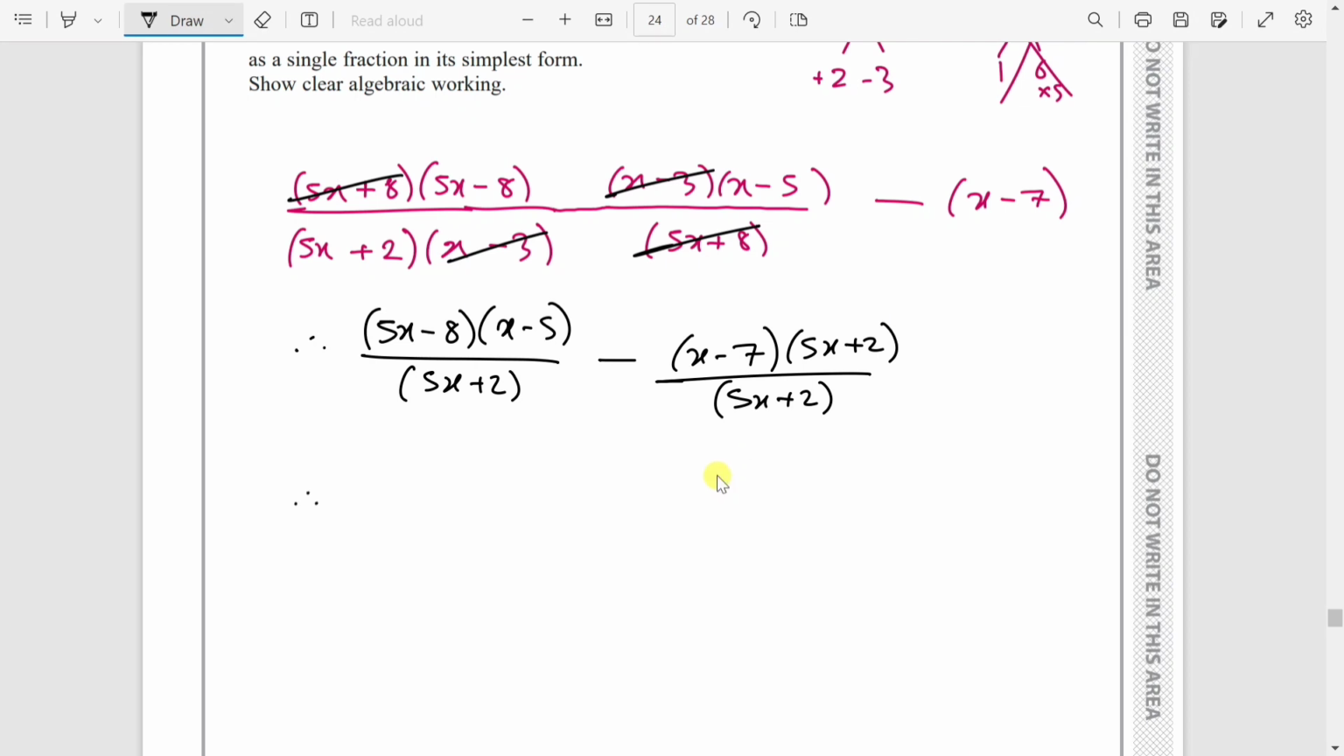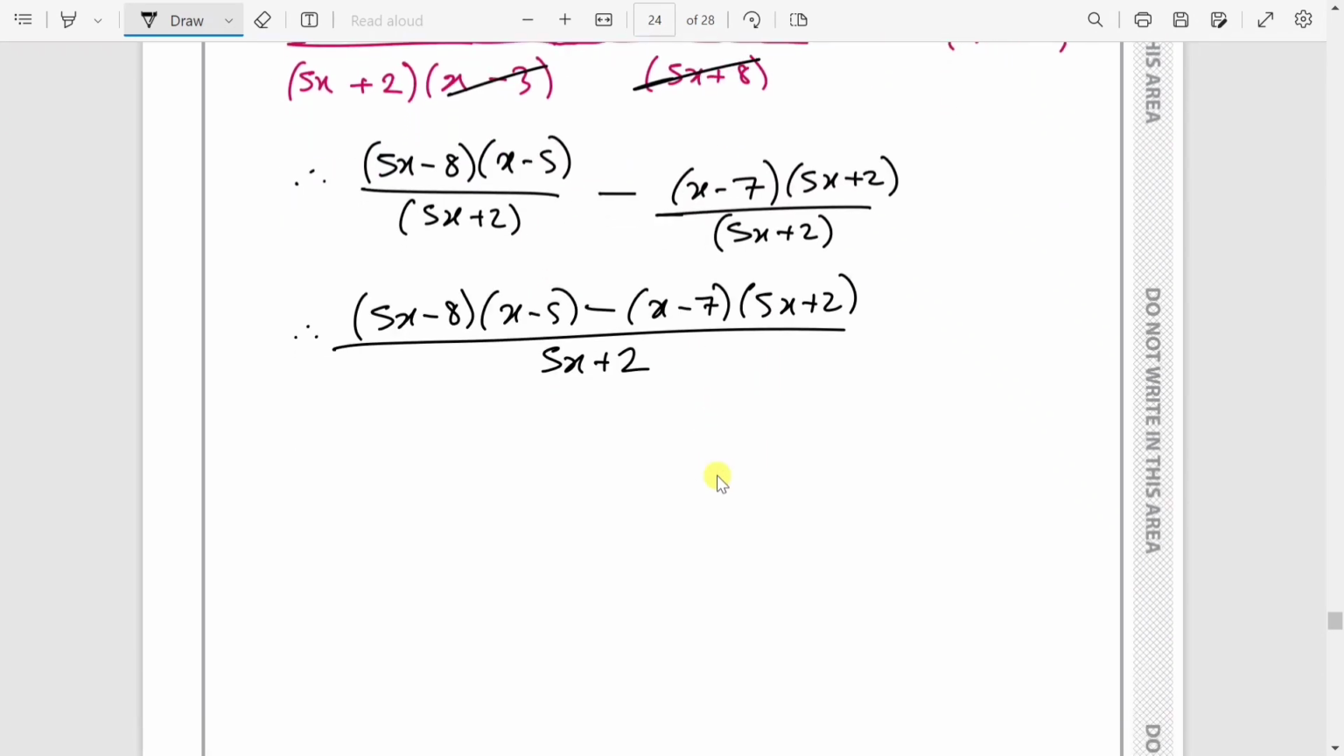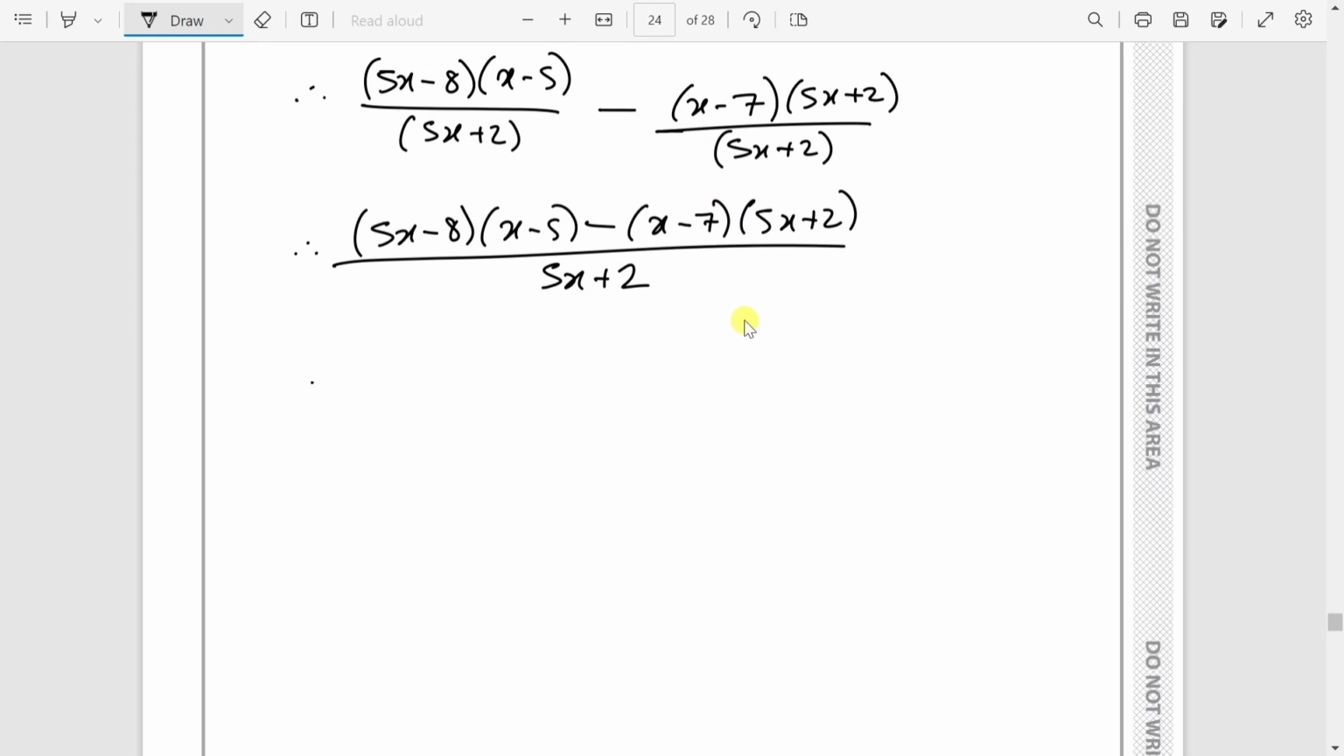So it looks a bit like this. So before we do that, let's write it down. So 5x minus 8, x minus 5, take away bracket x minus 7, 5x plus 2, all over the same common denominator. Okay, now we're almost there. So at this stage, because you've got a minus sign, you should try and expand both these brackets and then collect like terms and tidy up. So let's do it. So we're going to expand the first two brackets. So 5x times x, so we're going to have 5x squared minus, I'm going to do 5x times minus 5, which is minus 25x.